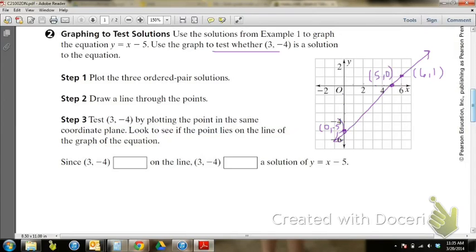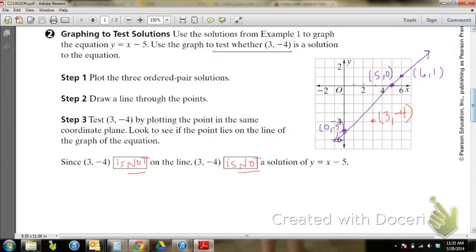Now they want me to test whether 3, negative 4 is a solution. So let's plot the point. 3, negative 4. So I'm going to change my color. So 3, negative 4, go 1, 2, 3, and then 1, 2, 3, 4 down. So there is 3, negative 4. Did I land on the line? Since 3, negative 4 is not on the line, 3, negative 4 is not a solution.